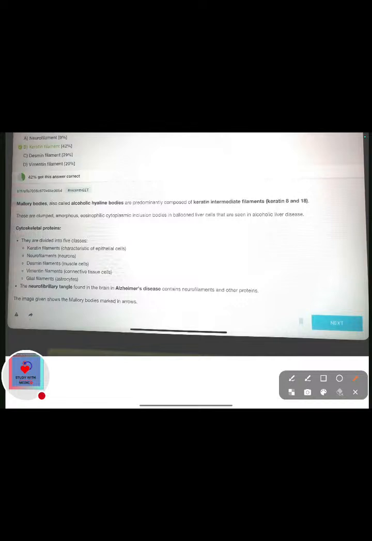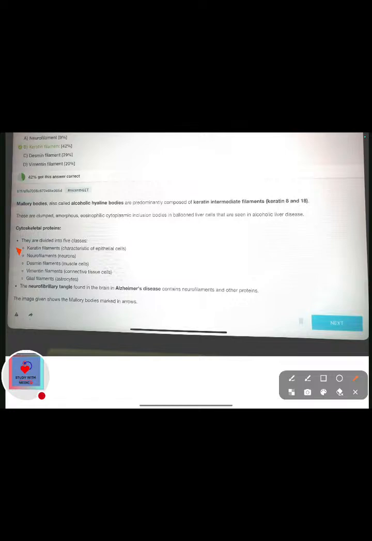Here you can see these keratin filaments. Keratin filaments are seen in the Mallory bodies or alcoholic hyaline bodies. These keratin filaments are deposited. Mallory bodies are predominantly composed of the keratin intermediate filaments.